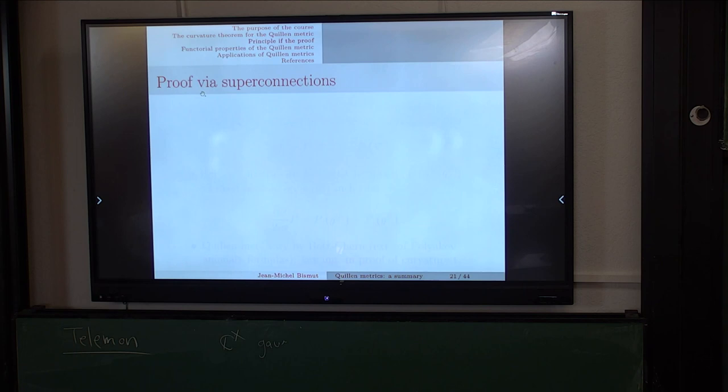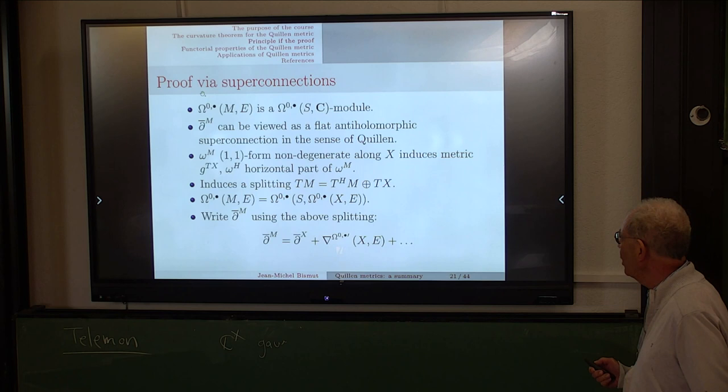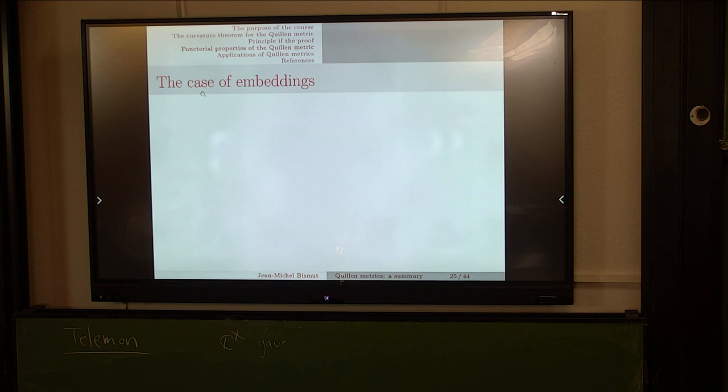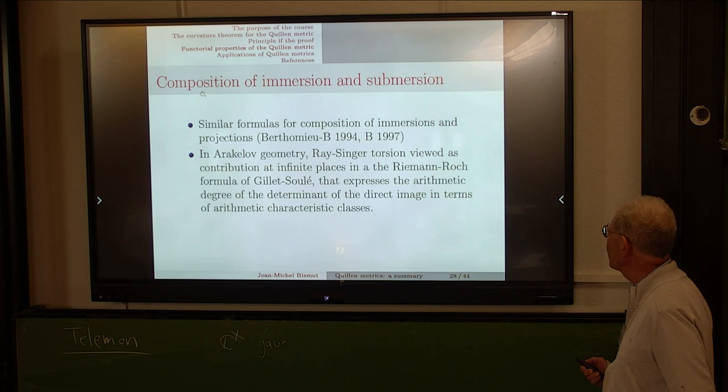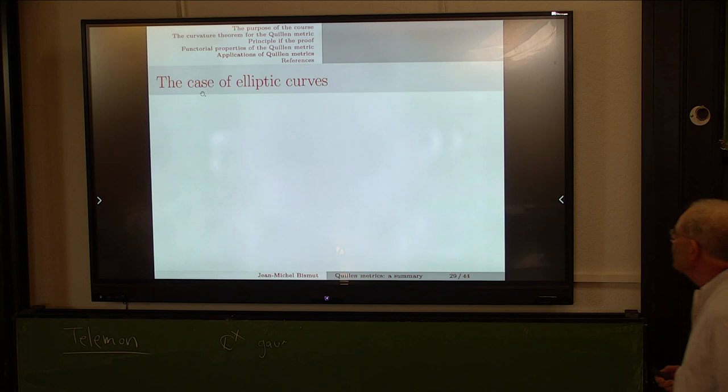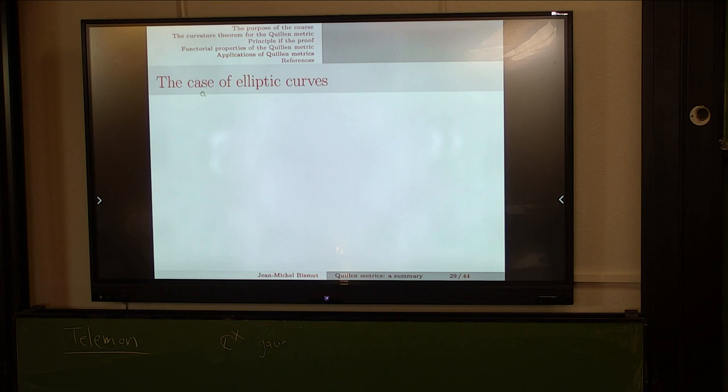So let me now move to applications of the theory of Quillen metrics. Here I just skip questions of embeddings and so on. So for applications, I will review first of all the case of the moduli space of elliptic curves. This case is just an example. We will not learn anything about elliptic curves, but we will see how analytic torsion can be used to produce effectively a modular form on the moduli space of elliptic curves.